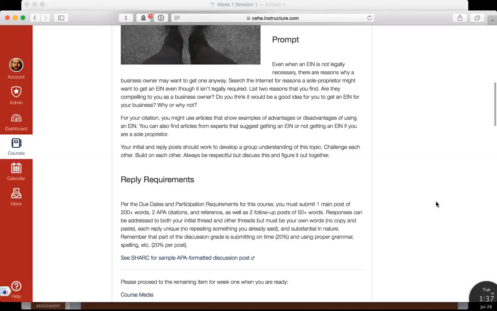For the requirements, the main post has to be at least 200 words, and it has to have 2 APA citations, which are the references, but we have to put the reference in the body as well. Then you need to do 2 follow-up posts, and those need to be at least 50 words. On those follow-up posts, make sure they're not just saying, yeah, good job, I agree. Obviously, that's hard to do in 50 words. The main point of the follow-up posts is to add to the conversation. So discuss what things you agree with, and if there's something you disagree with, what and why.